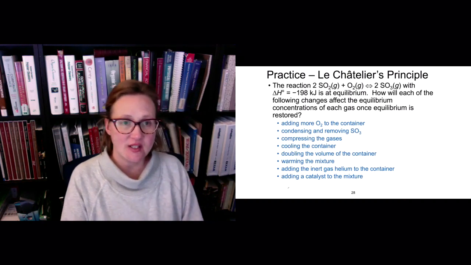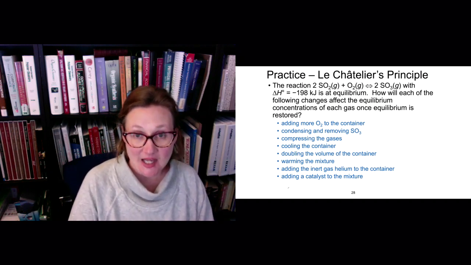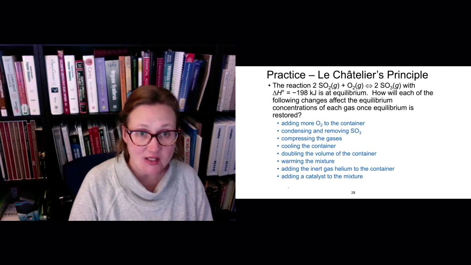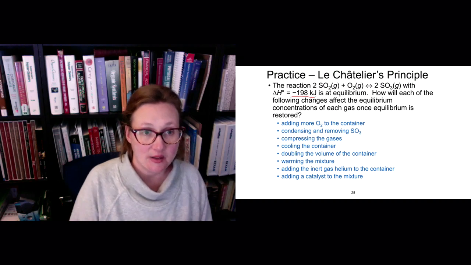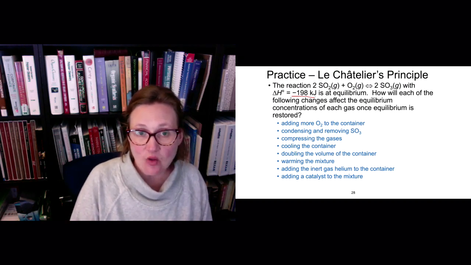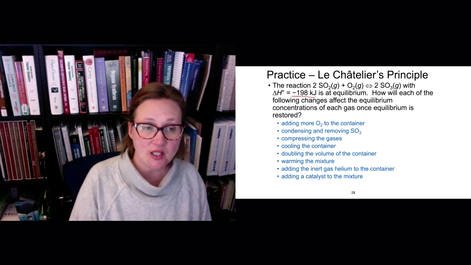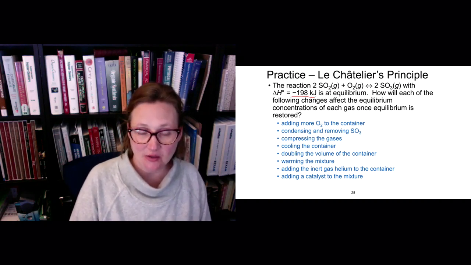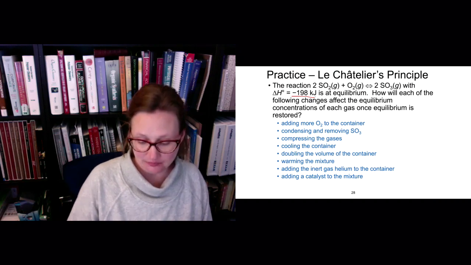All right, so let's look at all these examples. We're given this reaction. It's in its gas phase, and we have 3 molecules in the reactant and 2 molecules in the product. And this reaction is exothermic, okay? A negative enthalpy. So how will each of these affect the equilibrium of each gas once equilibrium is restored? The first thing is we're going to add more O2 to the container. So effectively adding more reactant.